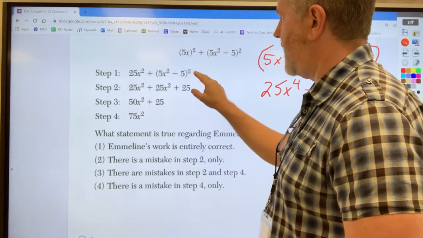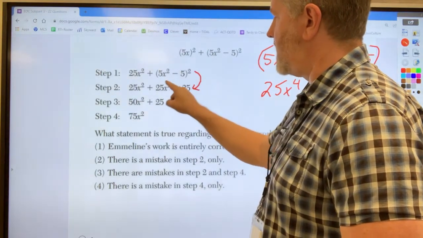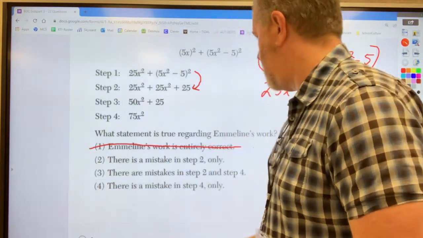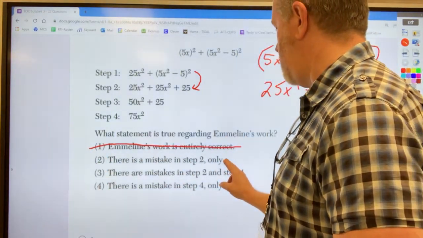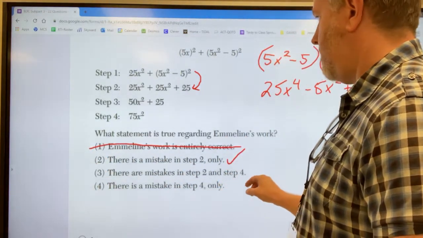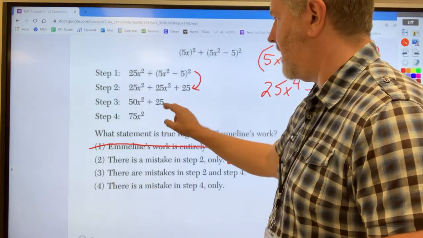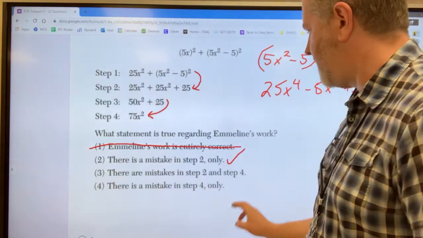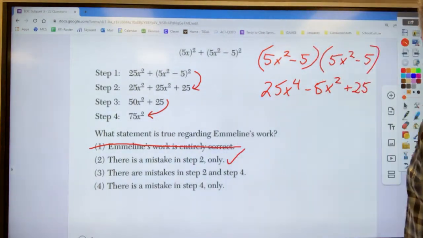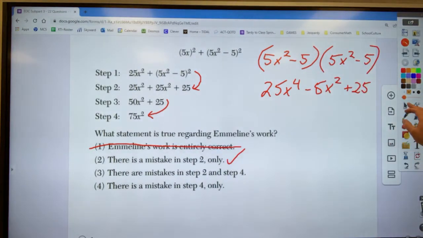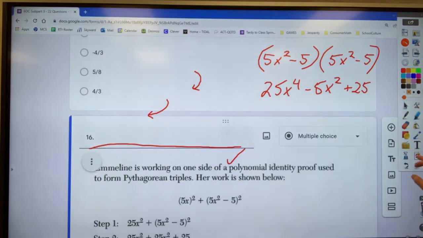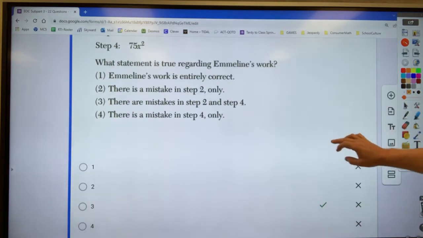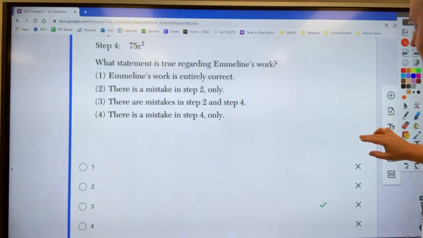So from step 1 to 2, she made a mistake. She did not square that properly. So it's not entirely correct. There's a mistake in step 2, okay, maybe. And maybe step 4 also. Yeah, step 4, she made a mistake because those are not like terms. You can't combine those. So I'm going to go with number 3, C on that one. C is the answer. Mistakes in step 2 and step 4.